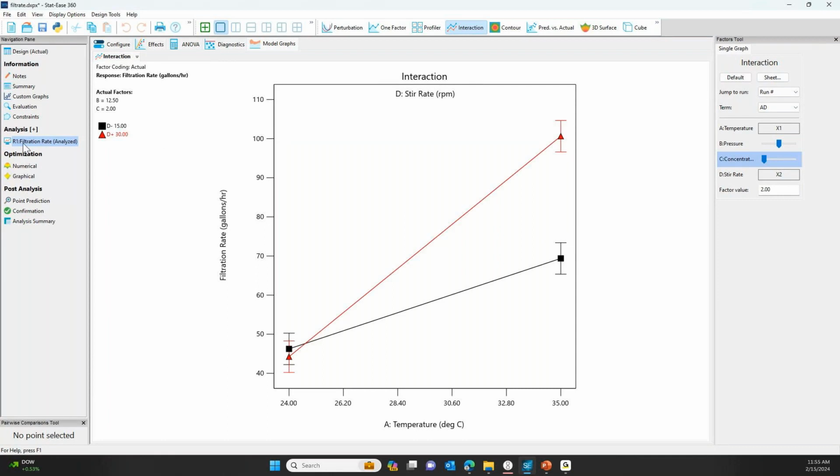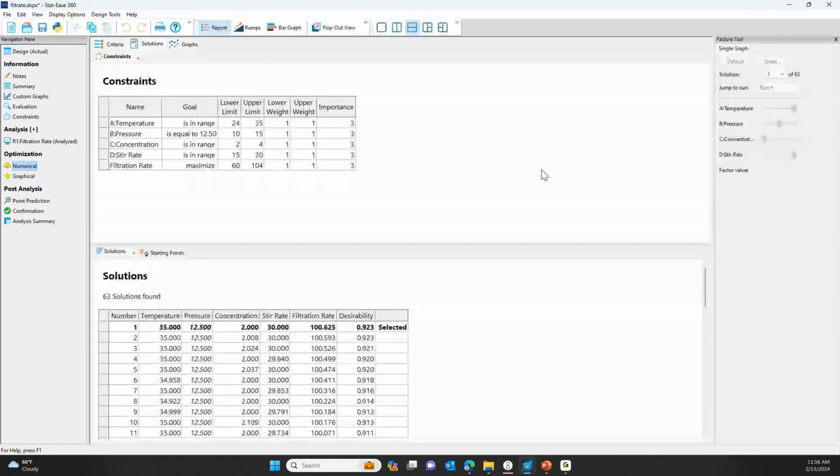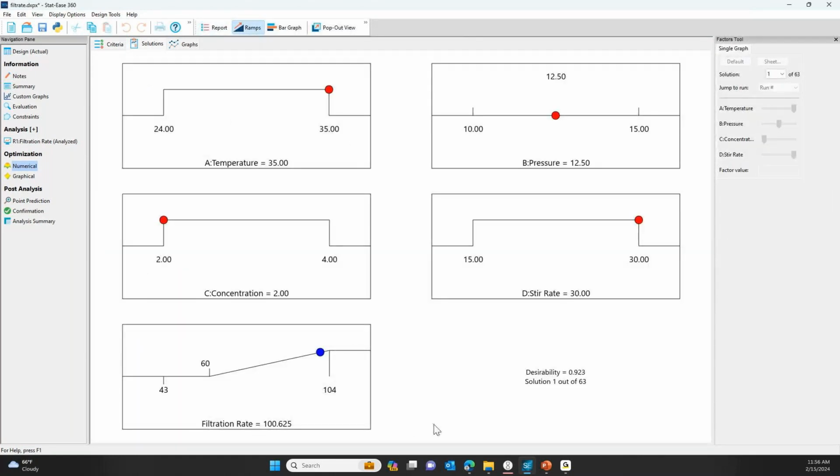I can also use numeric optimization to seek out the ideal conditions. In here, I would put some criteria. What do I want to do with that? I want to maximize it. And I want to go from, I don't know, 43 is too low. Let's say I want to get to at least 60 or something. Pick a number. And then I would hit solutions, look at the ramp view, and it would give me the ideal operating conditions, right? My temperature is 35.